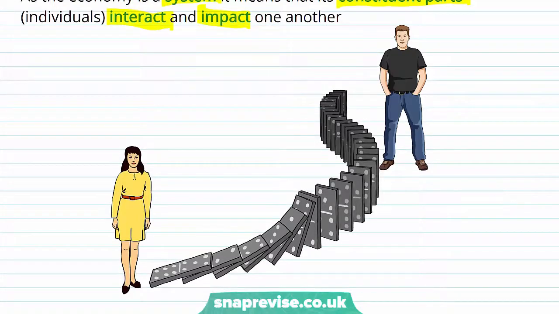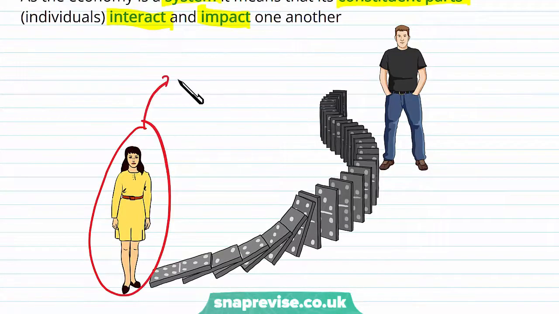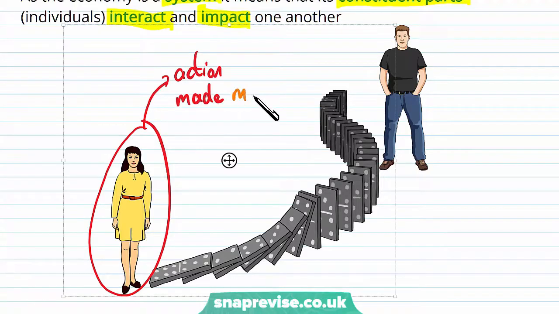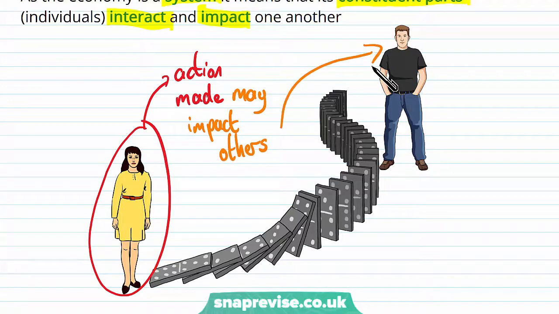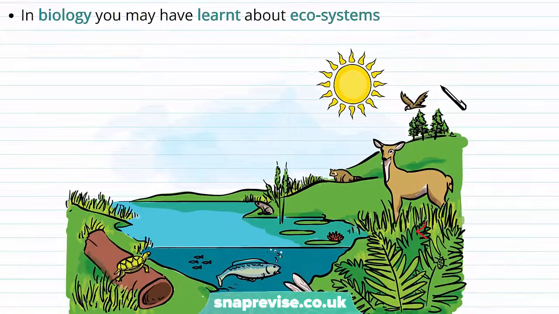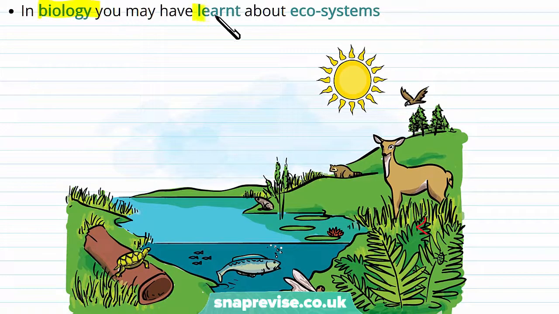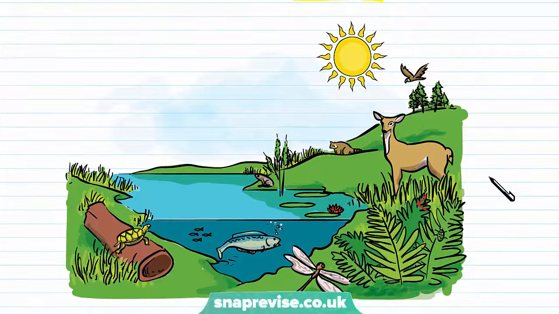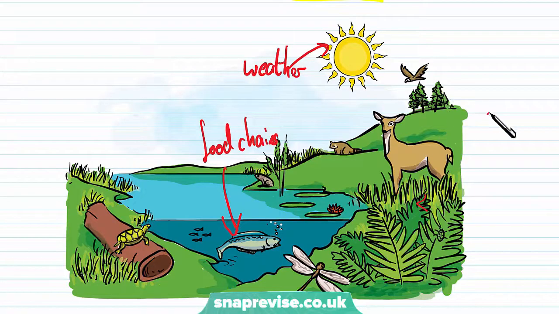So let's take this individual here. Now, their actions are going to have a knock-on effect that may impact others. And therefore, just by this individual here making one decision is going to start off a chain reaction or a knock-on effect that will in some way end up affecting this individual here. And an example that may be more familiar to you is in biology, where you may have learnt about ecosystems. And within an ecosystem, we have many different constituent parts, such as the weather, food chains, and levels of biodiversity.